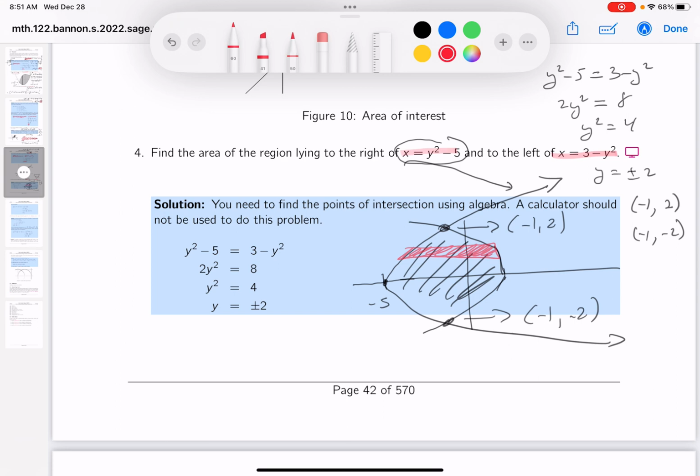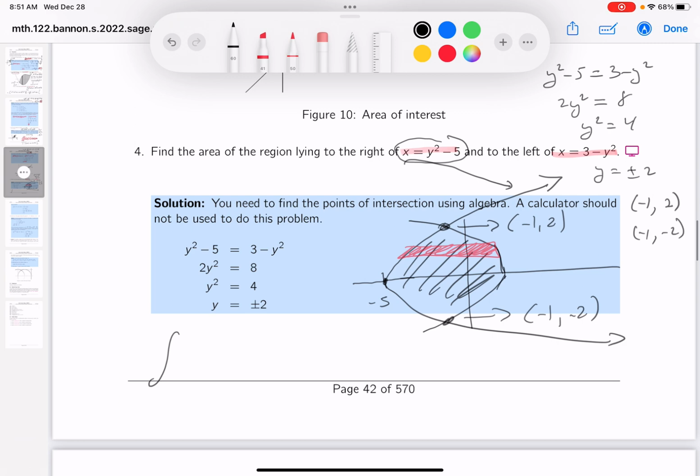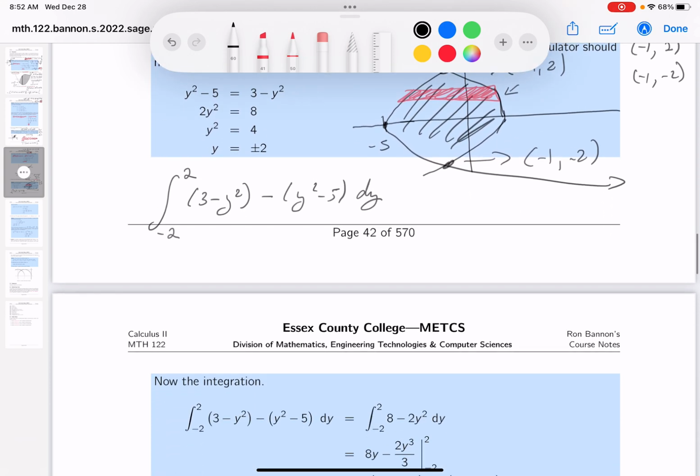All right, let's write this down now. I'm going to put my integration down. And, you know, we're starting from minus 2 and going up to 2. The upper curve is this one here. And what's that curve going to be? It's actually 3 minus y squared, minus the lower curve, which is this curve over here, which is y squared minus 5, and the differential is dy. Right, that's my integration, and I got to do it.